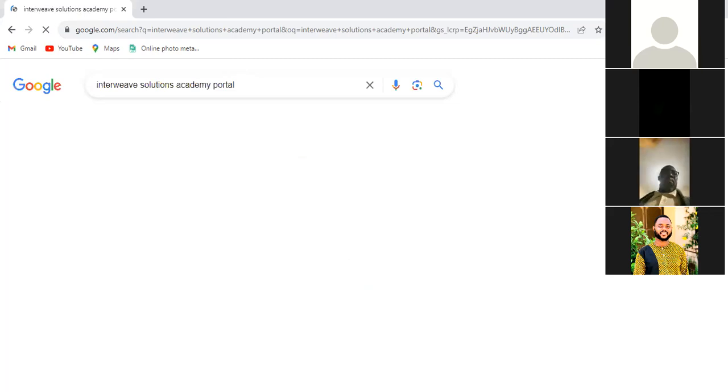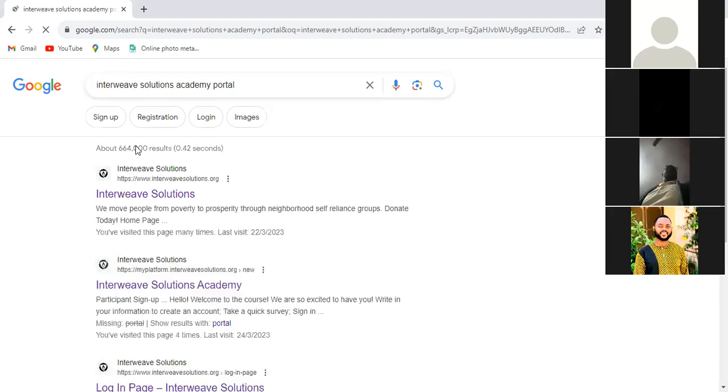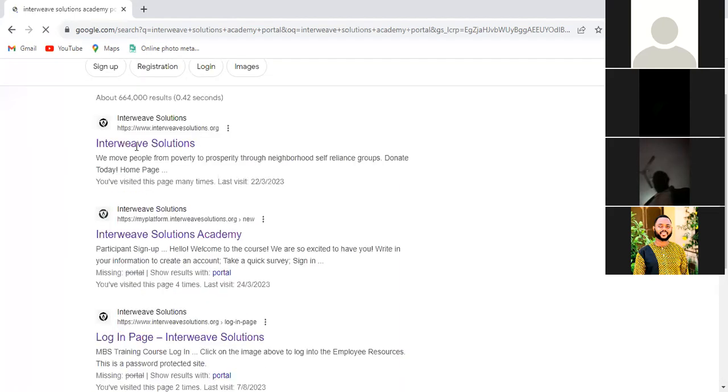So it says here, Interview Solutions. There should be some other pages that should come out. I think my internet is now very, very slow for some reasons. I don't know what's going on. Okay, so it shows Interview Solution, then it shows Interview Solutions Academy. So you can actually go to the first Interview Solutions here. So you click on that. I hope it won't take time for us.